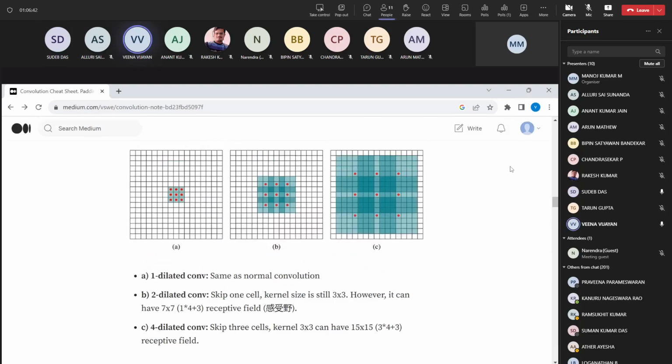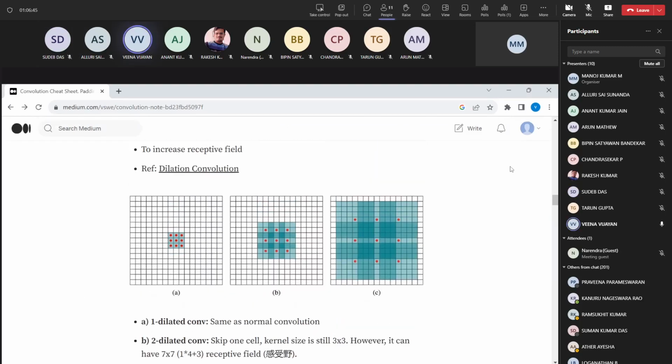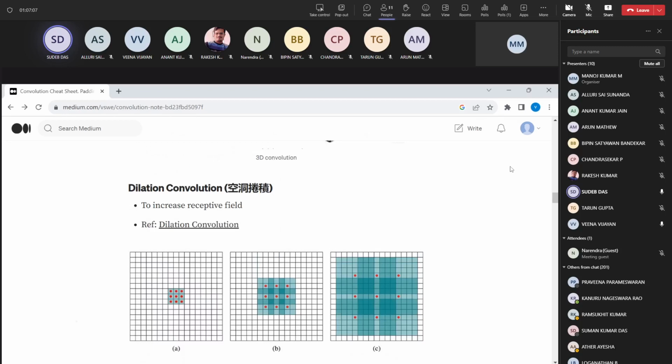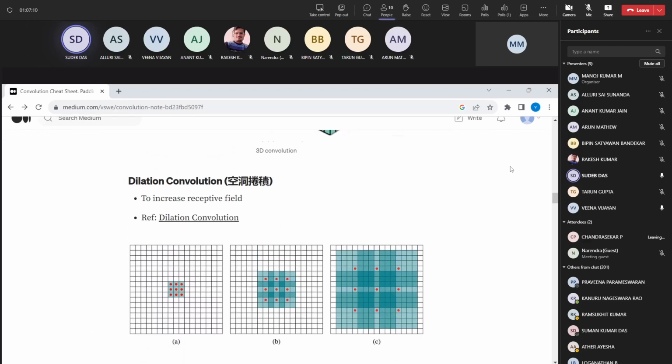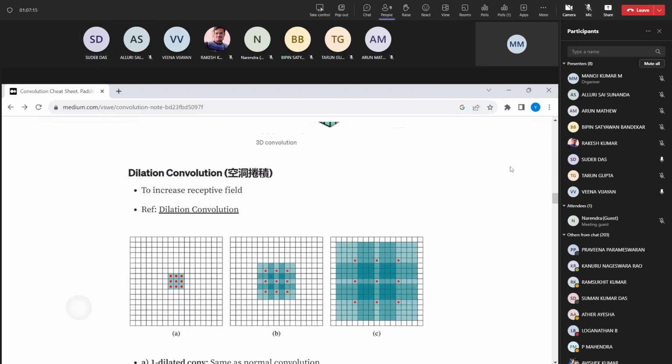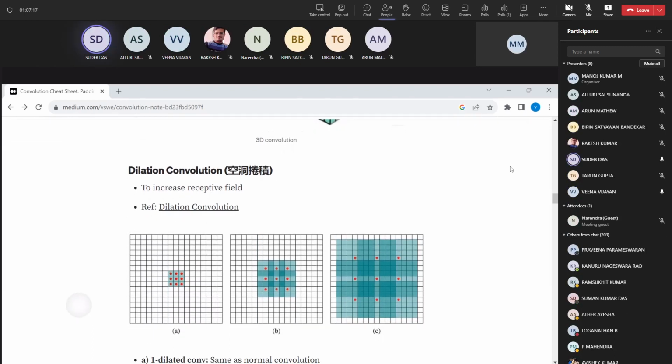That's what they are mentioning, because the image is going to this size: 1, 2, 3, 4, 5, 6, 7, 7 by 7 size. Suppose my input is 7 by 7 and the convolution filter is 3 by 3. Actually, the input image is 7 by 7 and the kernel is 3 by 3. In case of two dilation, how will I do the calculation?